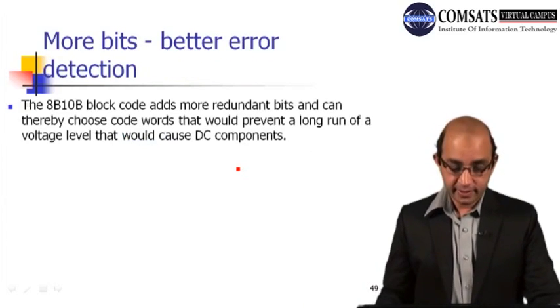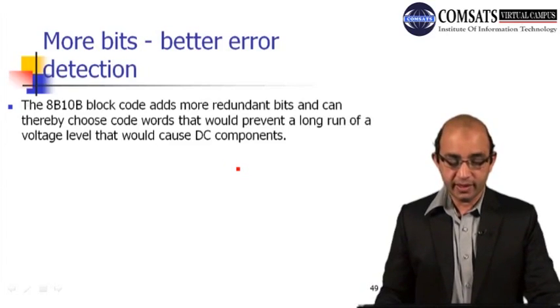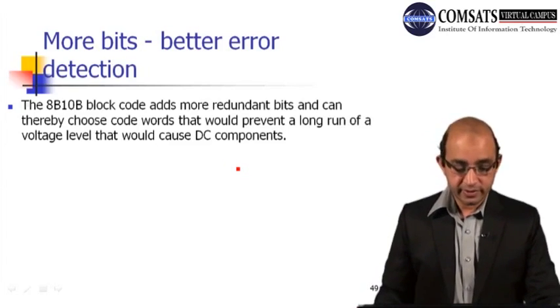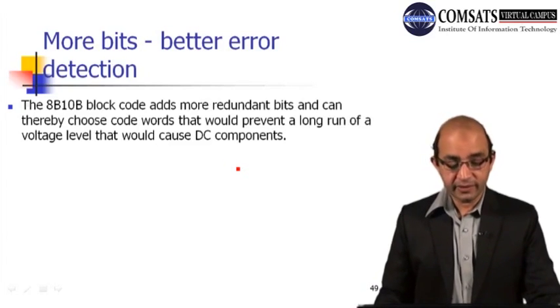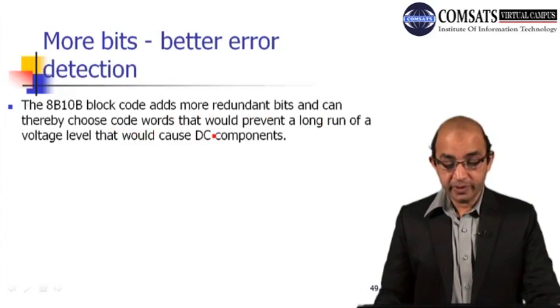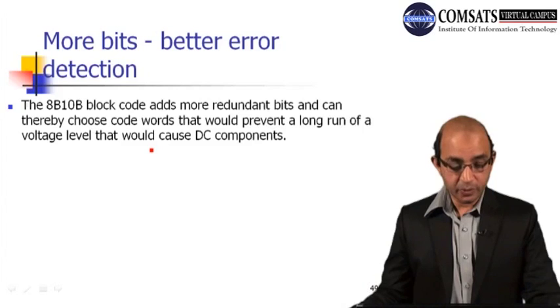So as a result, when we add more redundant bits for error detection, and some of the encoding schemes may support error correction as well, we can thereby choose code words that would prevent a long run of voltage level, right? That would cause a DC component.